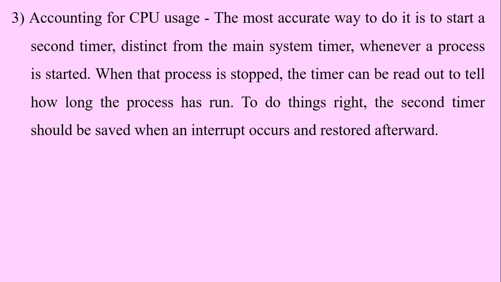Number 3 is accounting for CPU usage. The most accurate way to do it is to start a second timer, distinct from the main system timer, whenever a process is started. When that process is stopped, the timer can be read out to tell how long the process has run. To do things right, the second timer should be saved when an interrupt occurs and restored afterwards.